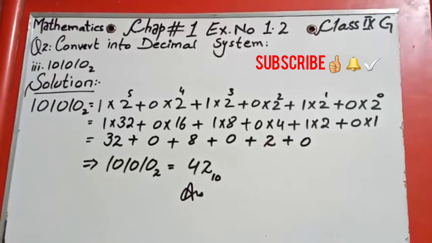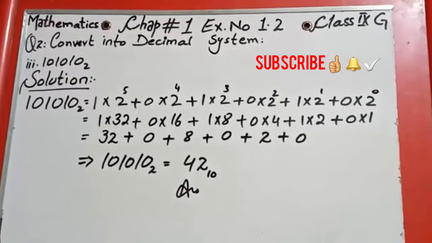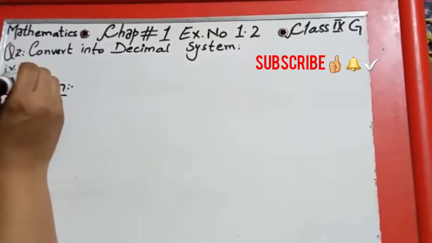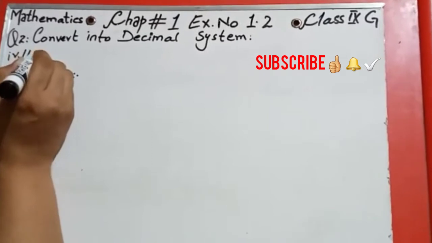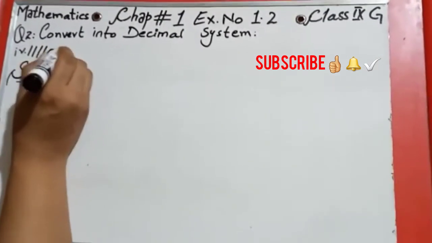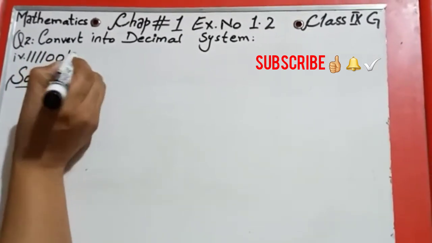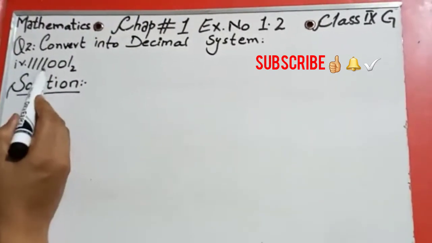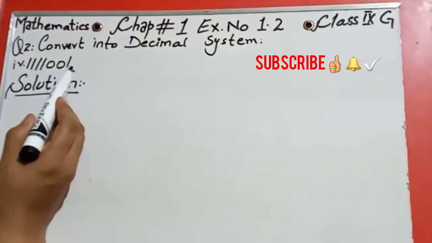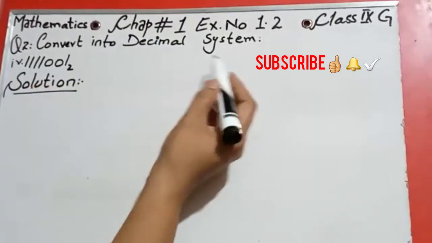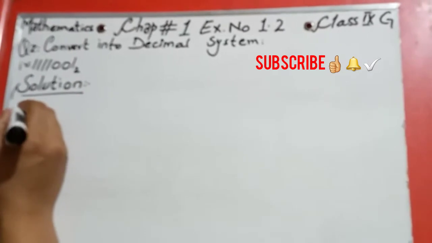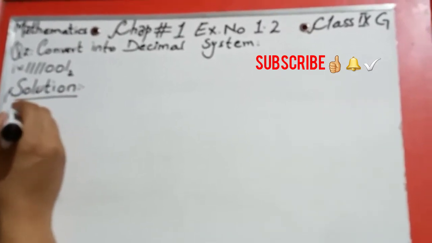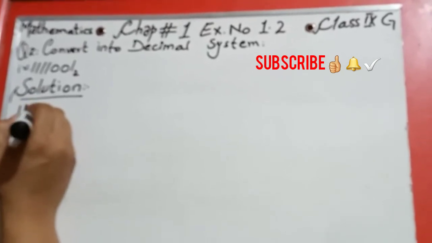Now fourth part: 1111001 base 2. Okay, it's the fourth part. Convert into decimal system. Okay, it's the fourth part of question number 2, exercise 1.2.